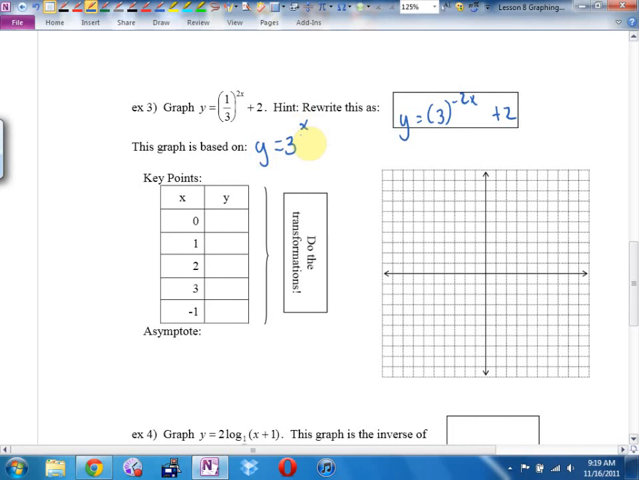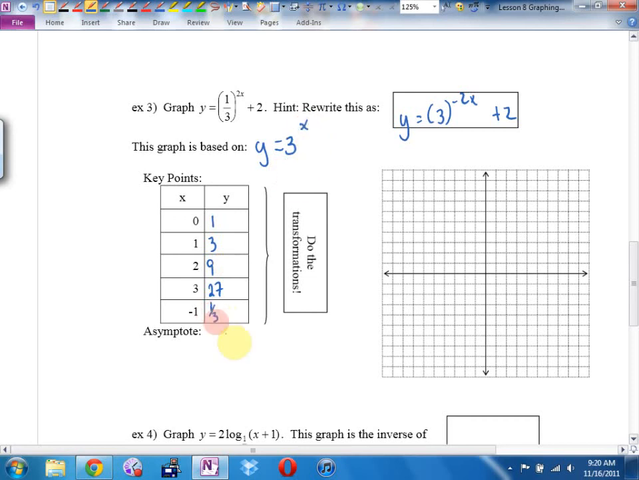I did tell you to memorize certain exponents. This is why. Because if I put a 0 there, what's 3 to the 0? 1. What's 3 to the 1? 3. What's 3 squared? 9. What's 3 to the 3rd? I doubt I'm fitting that on my graph, so I'll write it down, anticipating I won't use that. Oh, what's 3 to the negative 1, Steph? 3 to the negative 1. I agree.